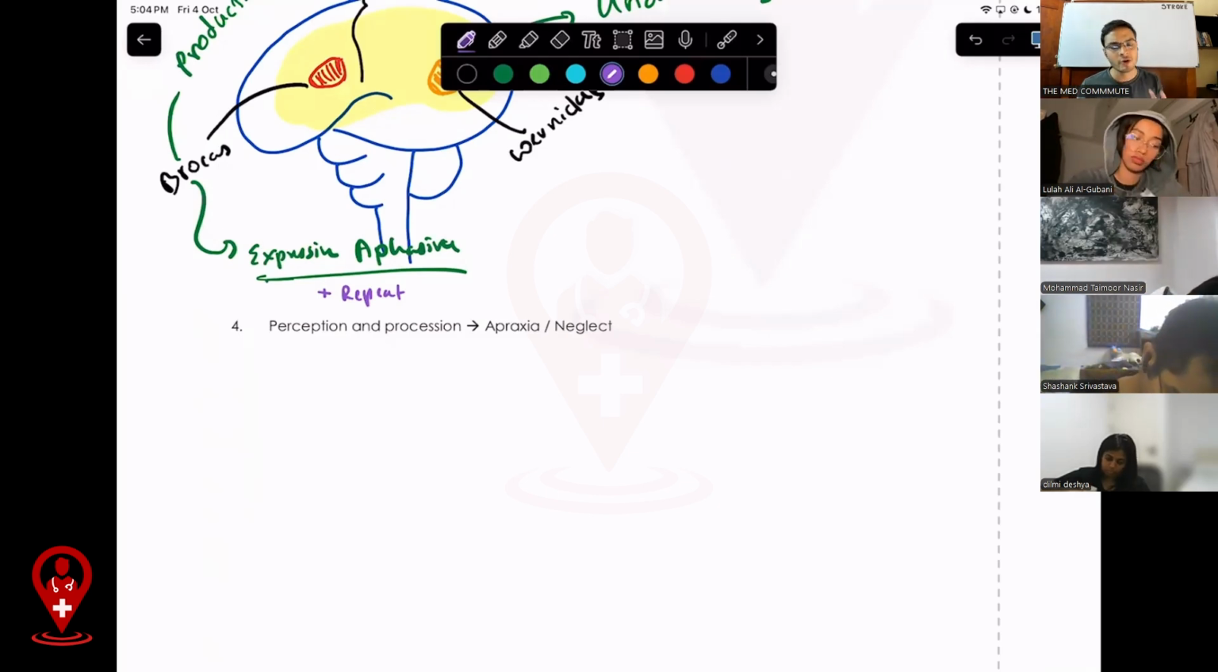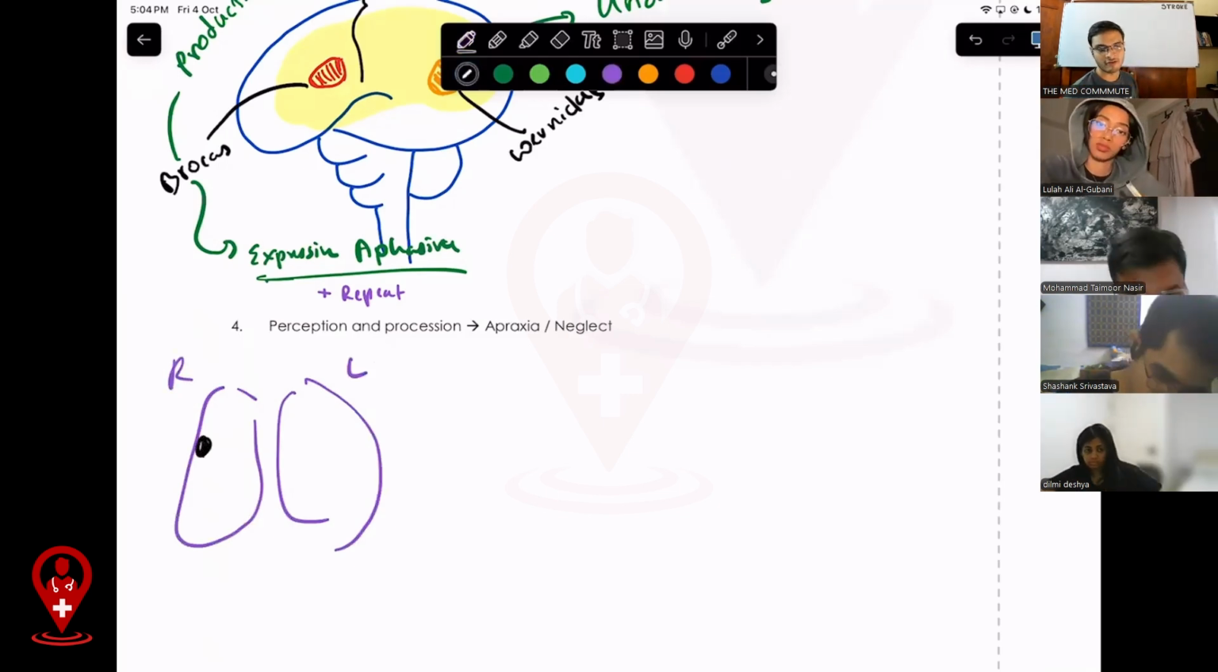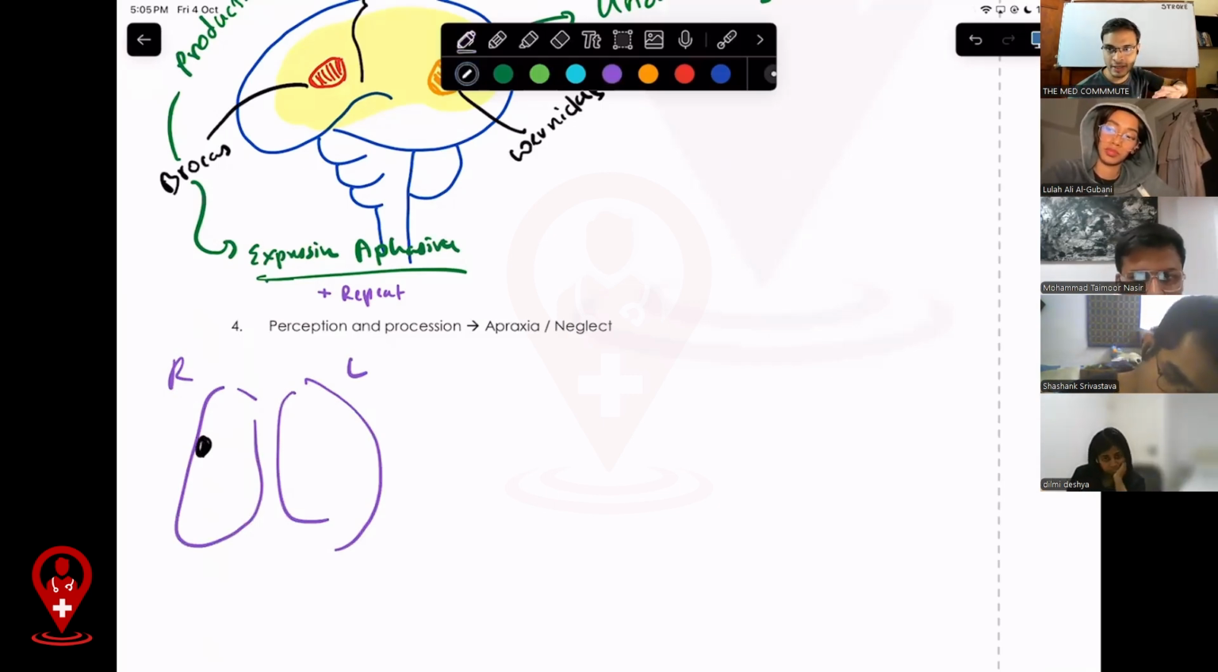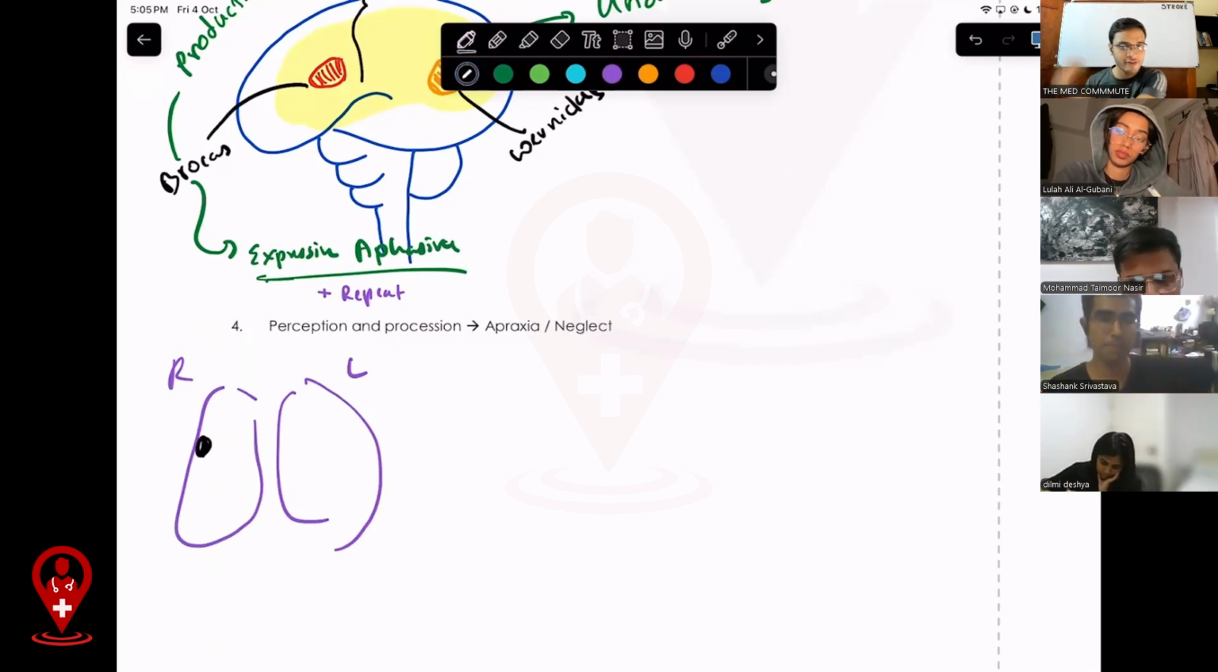What is this apraxia? Now we know, let's say, if we have a patient, this is the right side, this is the left side. If we have a patient with a right-sided stroke, we know usually they have a left-sided spastic type of hemiplegia. Everyone agrees? Left-sided spastic type of hemiplegia. But the right side is usually fine. Everyone agrees, right?